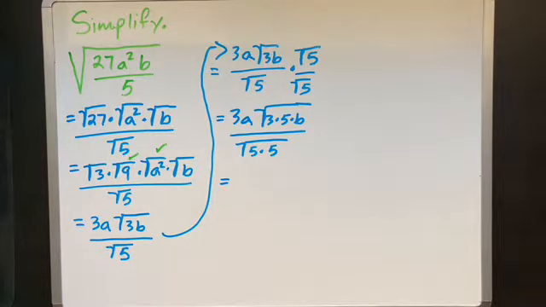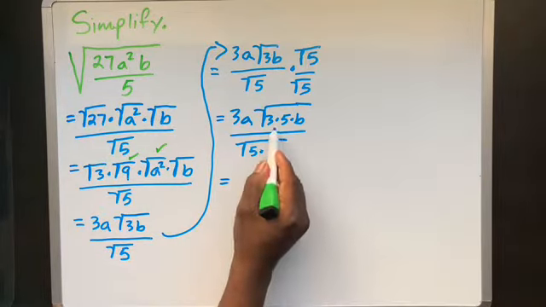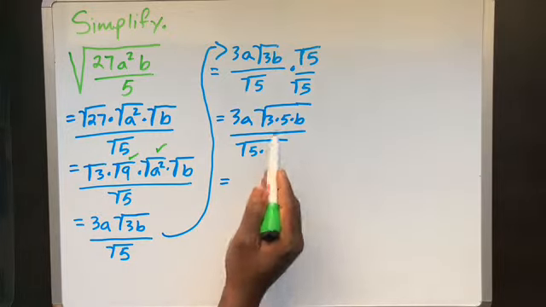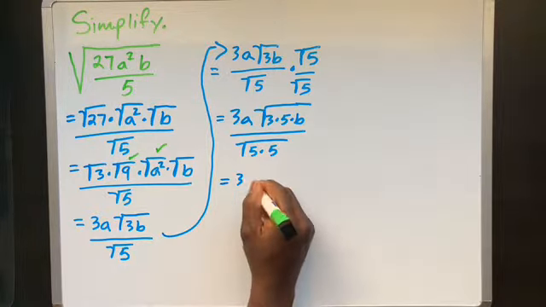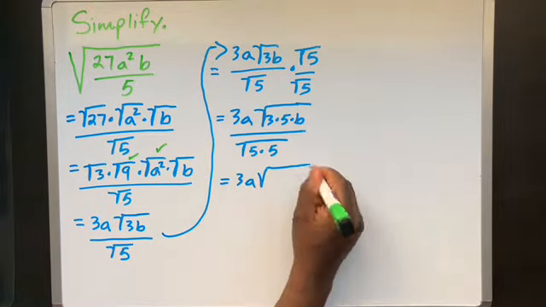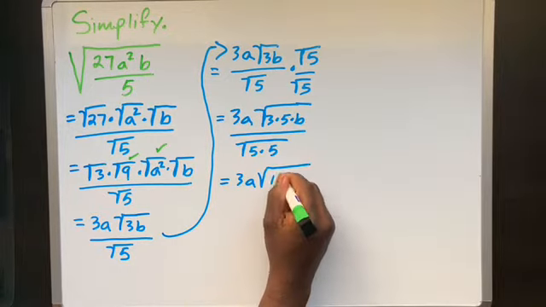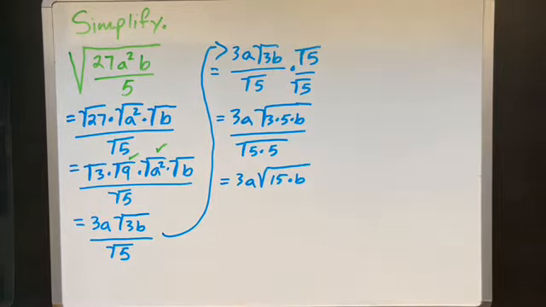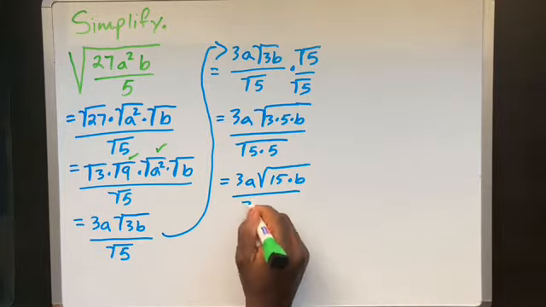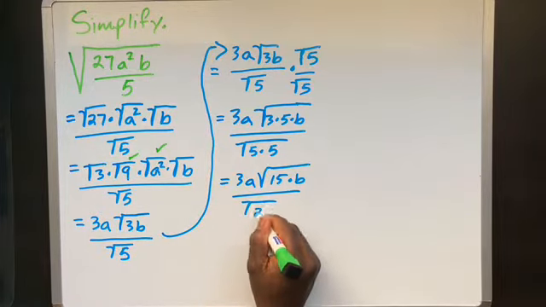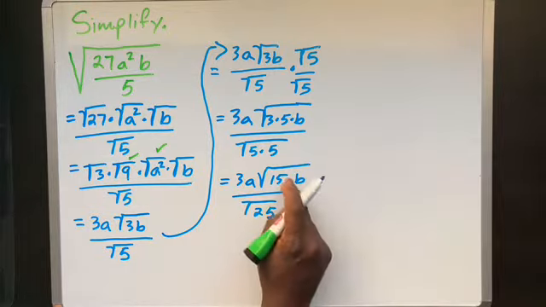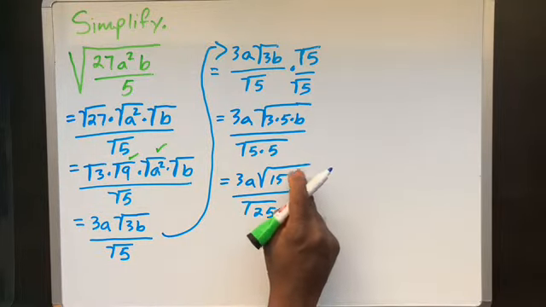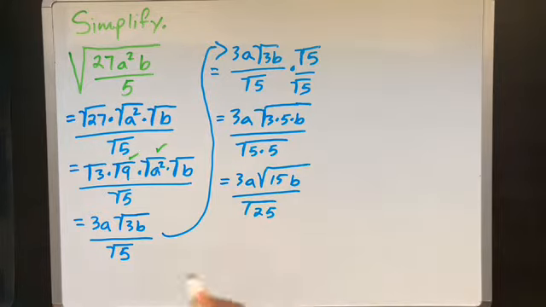Now you look and think and see, well, what can I do? I can simplify 3 times 5 and make that 15, and I can make that square root of 25. So let's do that. 3 times a times square root of 15 times b, over square root of 25. All right. And actually, I don't even have to write that. I'm just going to write square root of 15 times b without the dot.